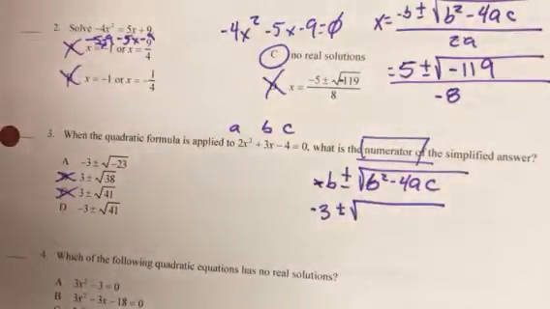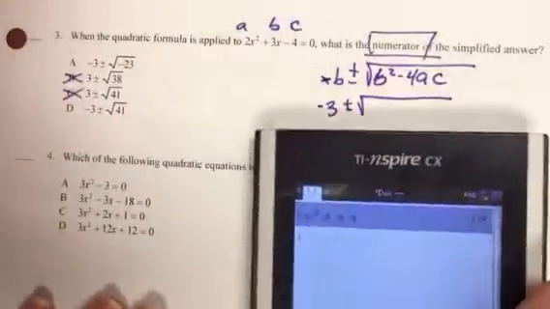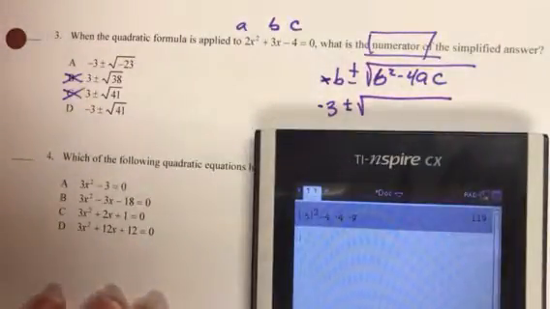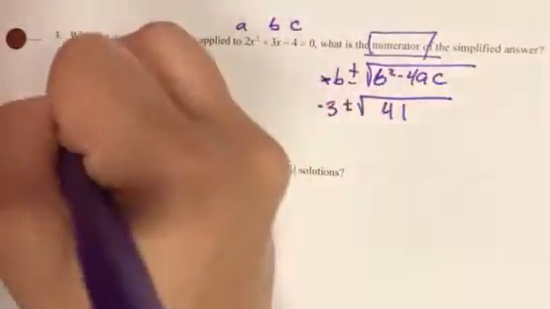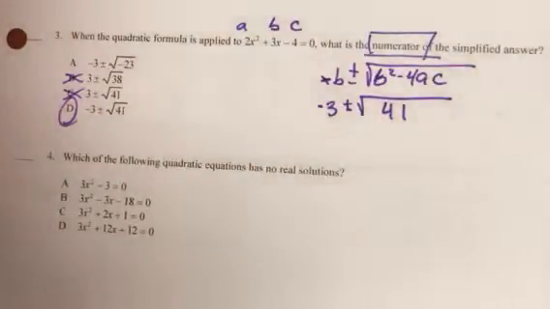Well, I can plug it into my calculator. My b is a 3 squared minus 4 parenthesis. My a is 2. My c is a negative 4. I end up with a positive 41. So my answer is D, and that's it.